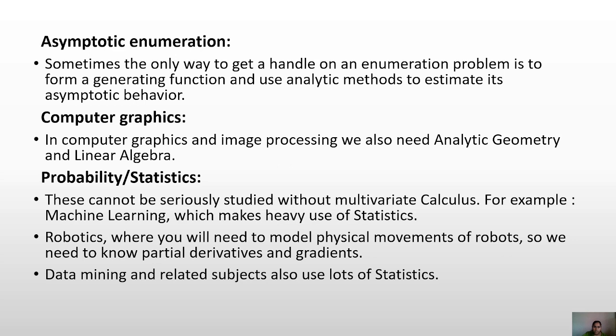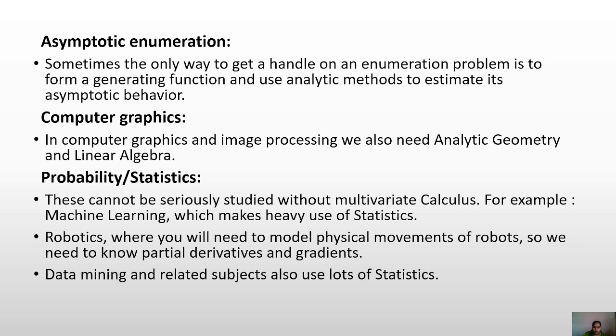Asymptotic enumeration: sometimes the only way to get a handle on an enumeration problem is to form a generating function and use analytic methods to estimate its asymptotic behavior. Computer graphics: in computer graphics and image processing, we also need analytic geometry and linear algebra. Probability or statistics: these cannot be seriously studied without multivariate calculus.